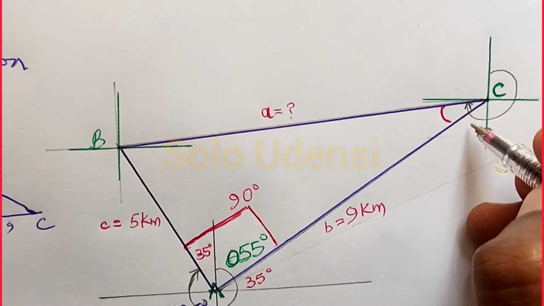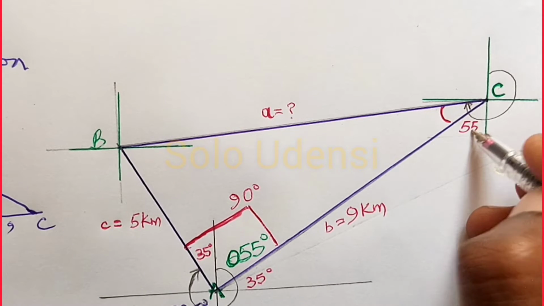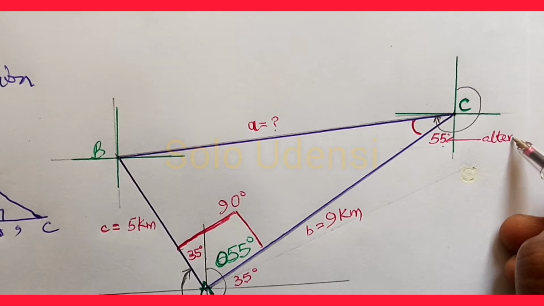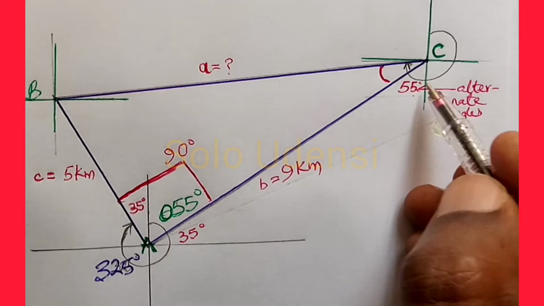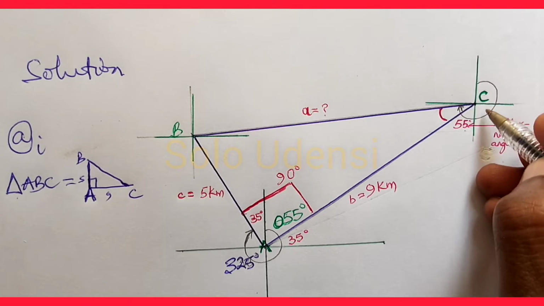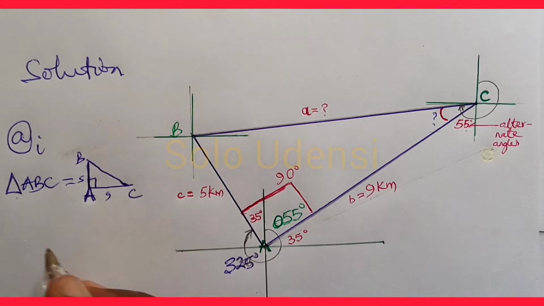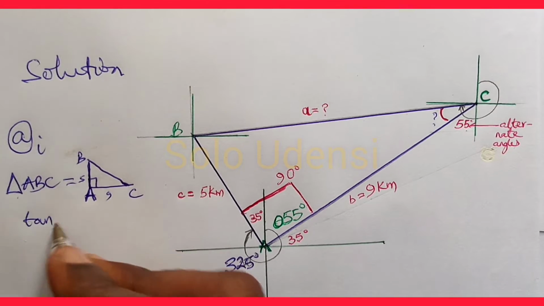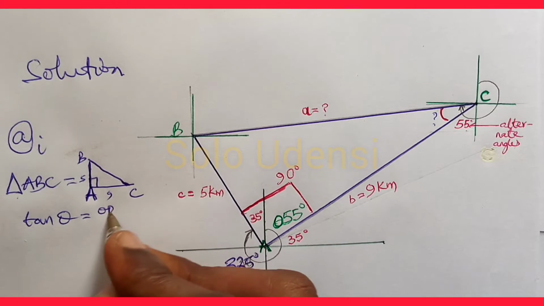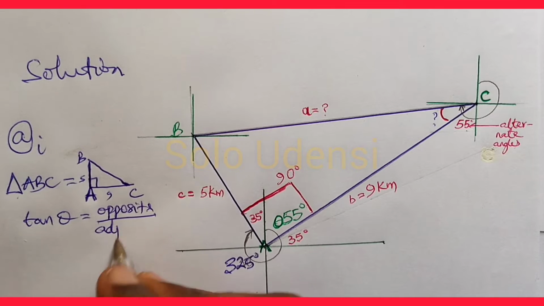Here is 55 degrees. Alternate angle. Here is alternate to this place. Here is alternate to this place. While from here to here is 180. So we want to find here. In order to find there, we say tan theta is equal to opposite over adjacent.